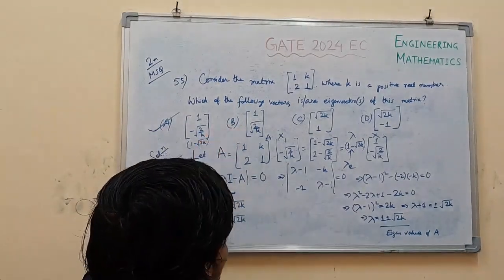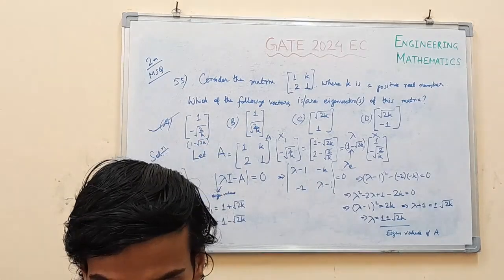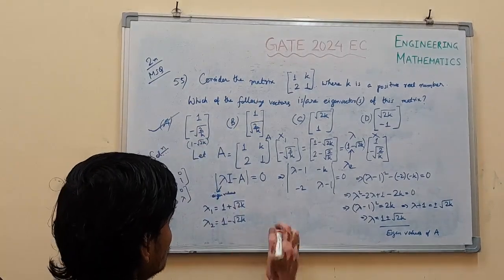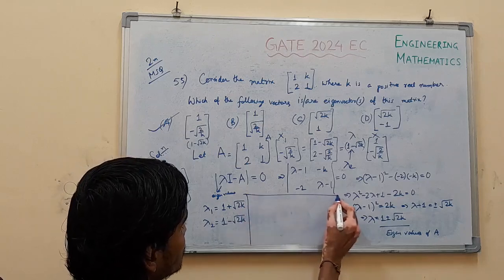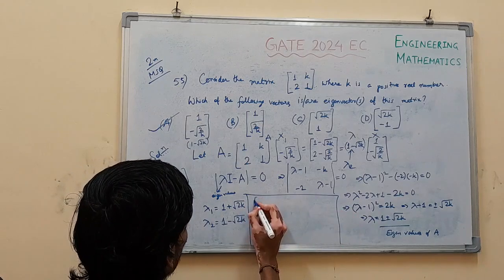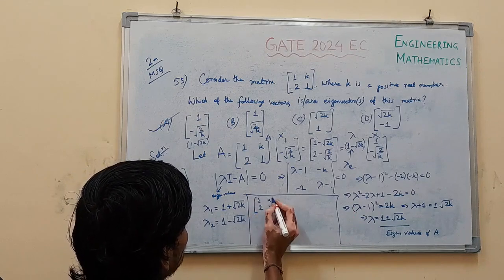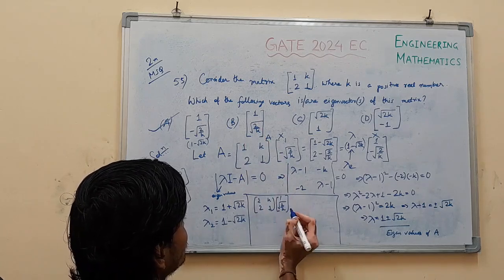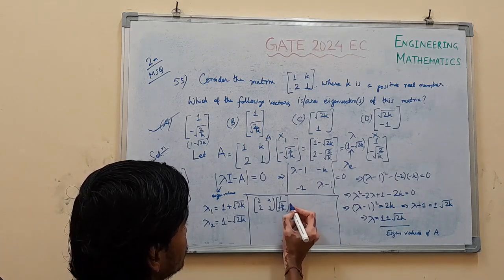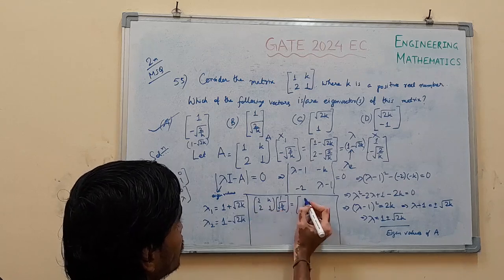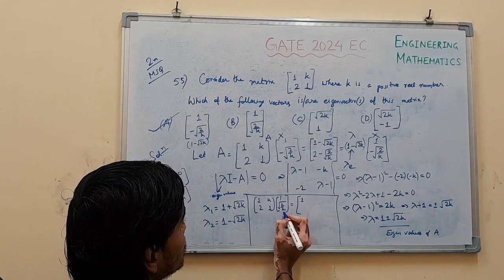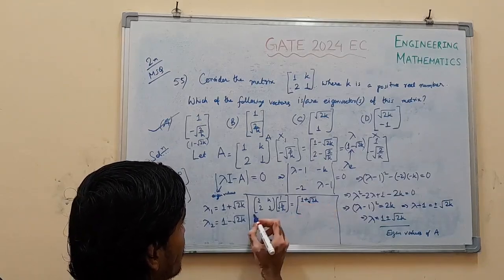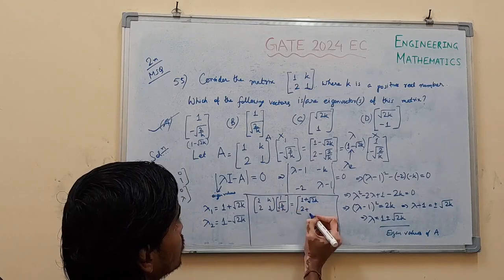So actually this should be B, let's verify it. So let's write it here. A is 1 k 2 1, and this eigenvector, let's write down, is 1 and root 2 by k. So it will be 1 into 1 plus k into root 2 by k, so root 2k. 1 plus root 2k. Here it will be 2 plus root 2 by k.